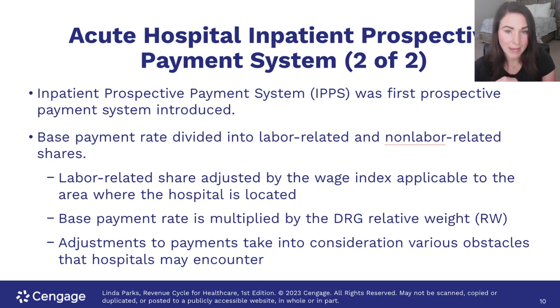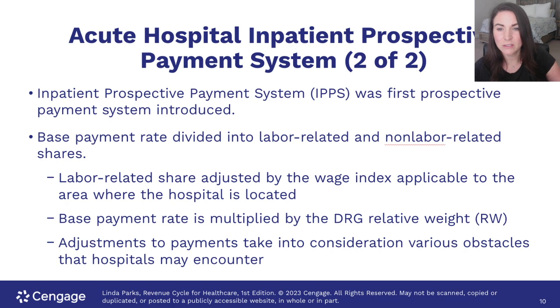Then the base payment rate is multiplied by the DRG relative weight, or RW. So the relative weight measures how resource intense a patient is within their DRG group. Someone that has the same diagnosis, but they require more treatment or more resources, so they're going to have a higher weight because it'll cost more money to treat them.